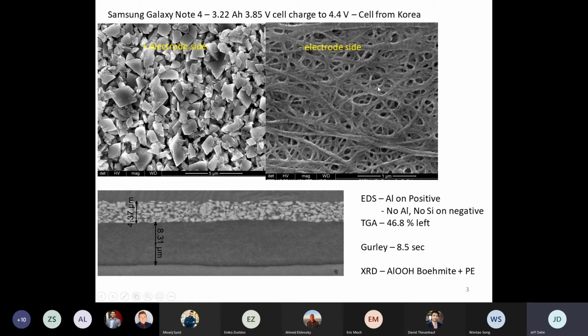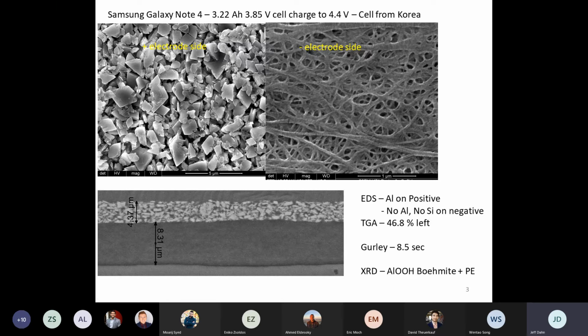This is a polyethylene separator, and this is a 4.4 volt cell. So why do they have the ceramic touching the positive? The answer is the polyethylene will react with the positive electrode at these kind of voltages at high temperature. So you have to prevent separator oxidation if you're going to these kind of voltages. So if you use a ceramic coated separator with just one side coating, you put it against the positive.